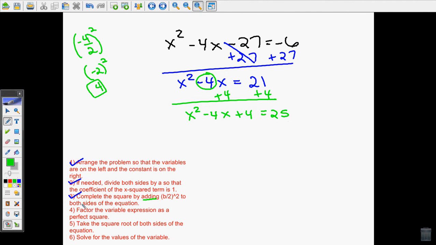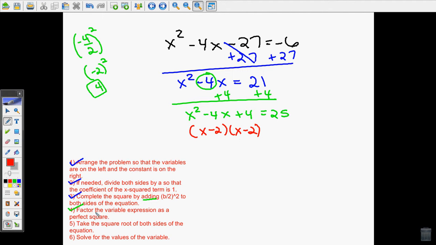Then this part, I'm going to factor the variable expression as a perfect square. The variable expression is this part right here. So I want to factor it so that it is a perfect square. And what I mean by that is, this is a perfect square as it is. The square root of 4 is 2. So I know that it's going to be x minus 2 times x minus 2.